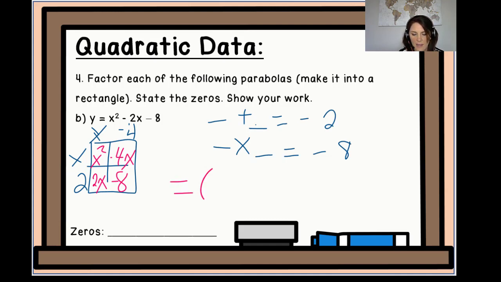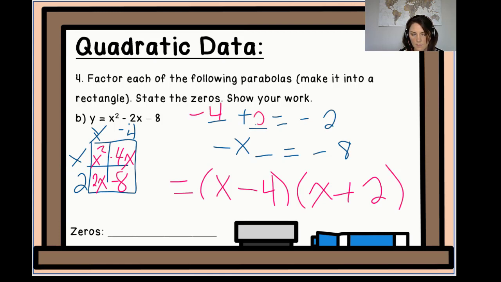So we have x minus 4 and x plus 2. So again, to find our zeros, we look at the opposite sign inside of our brackets, because if we set each of those brackets equal to 0 and solve for x, we get the opposite. So we have a zero at 4, 0, and -2, 0.